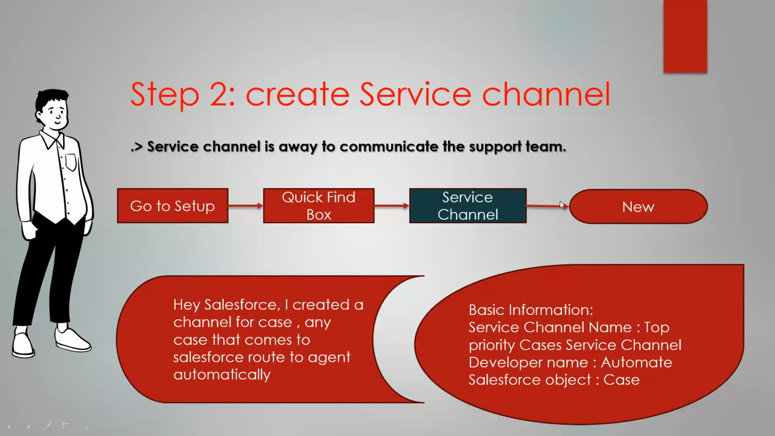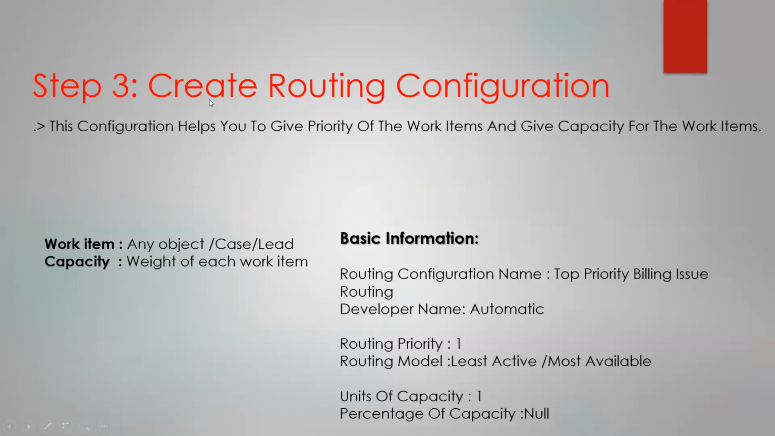So let us go to step 3. What is step 3? Step 3 is creating a routing configuration. Routing configuration is nothing but this configuration helps you to give priority of the work items and give capacity for the work item. Okay, so we need to provide a basic information for that. So how can we create a routing configuration?